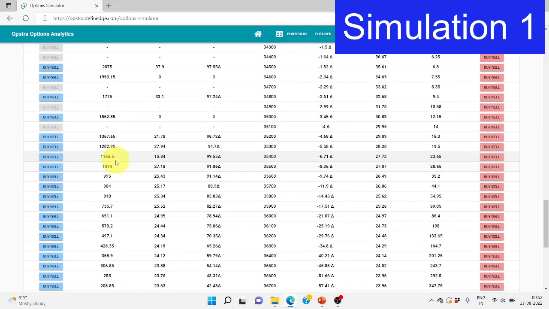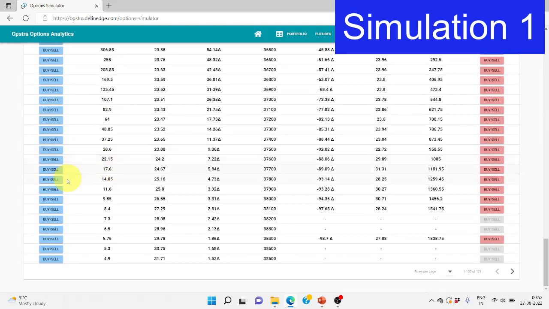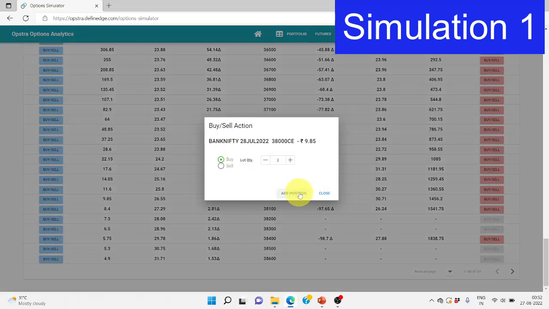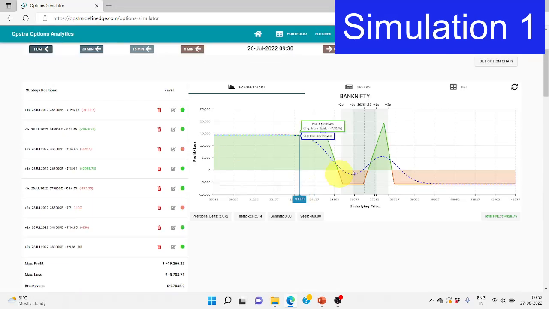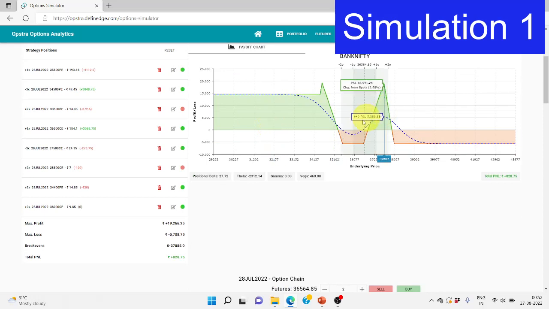We are going to pay only an extra 5 rupees. We are buying this at almost 10 rupees. You can see the payoff chart is now going to look something like this. Initially 30,000 was the max loss. Now that has reduced to only 5,000. And on this side you can see 14,000, as I said before.